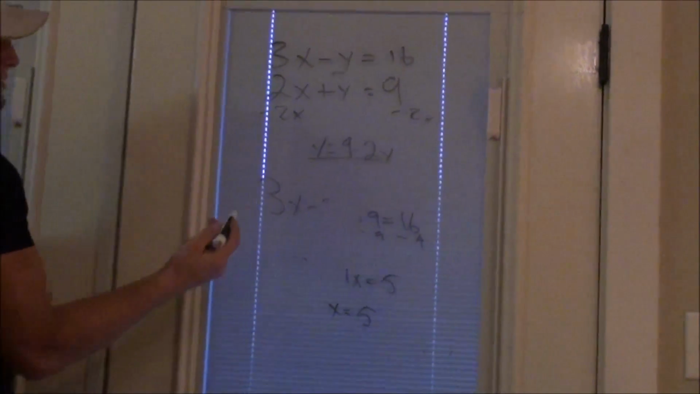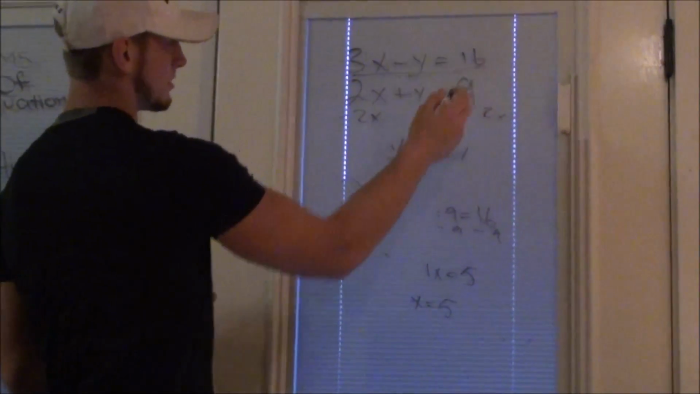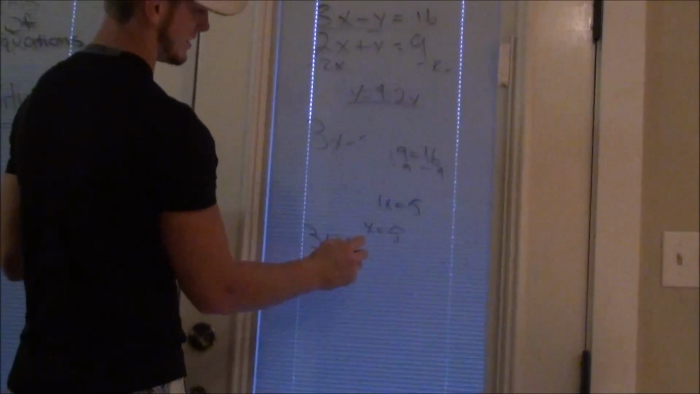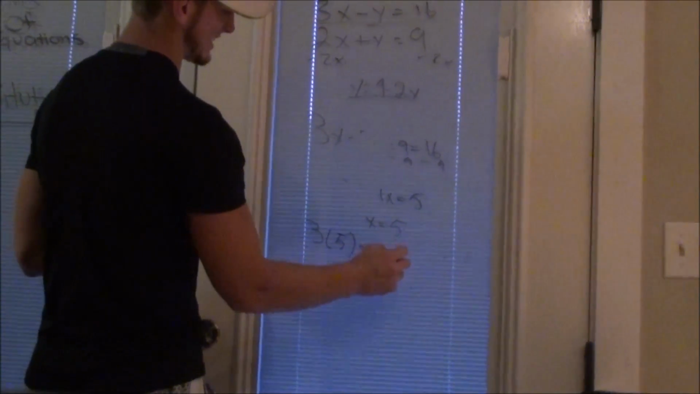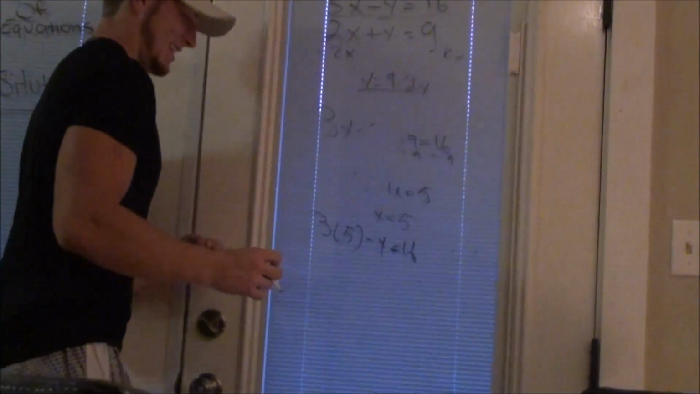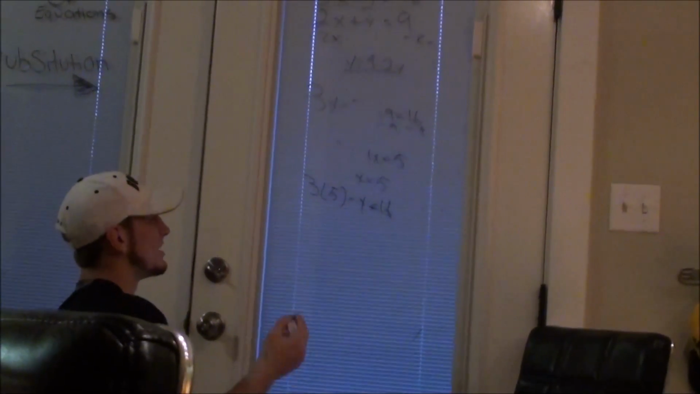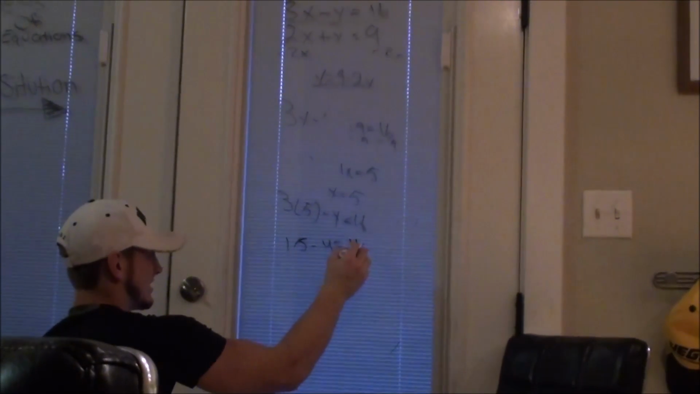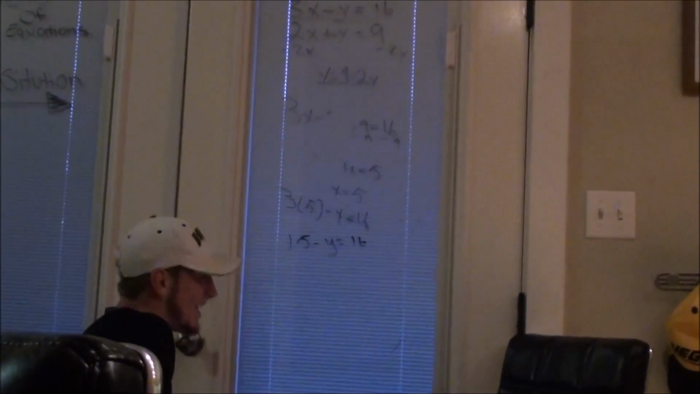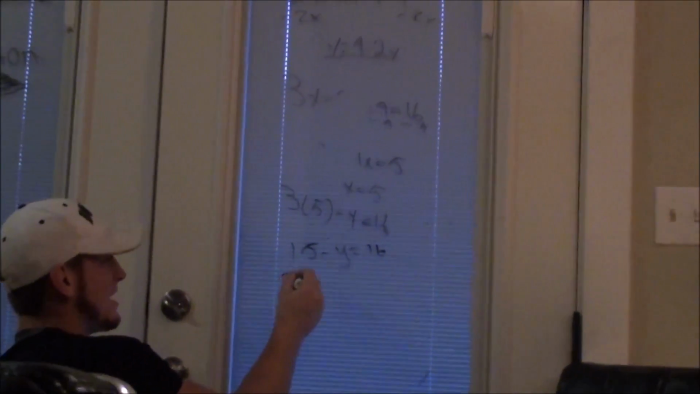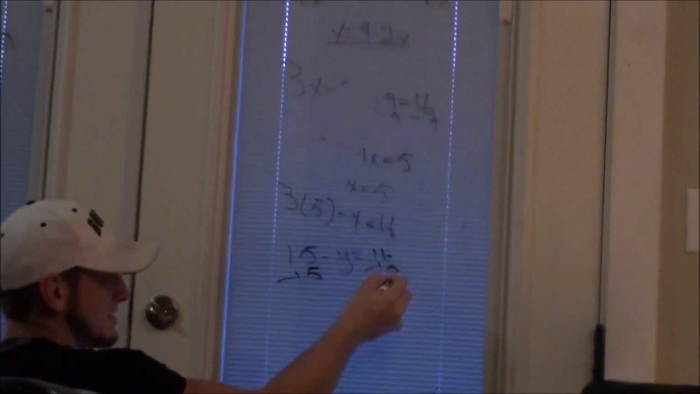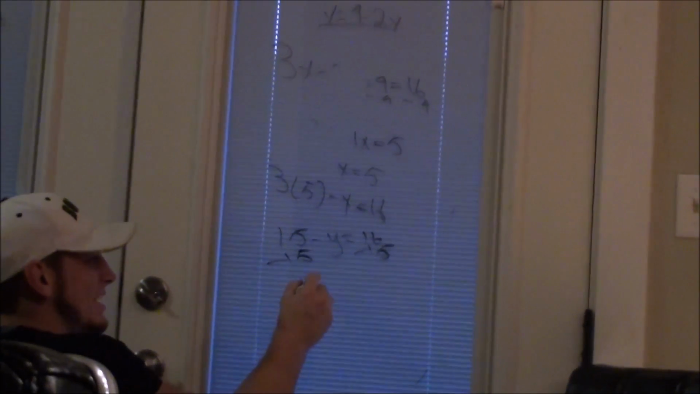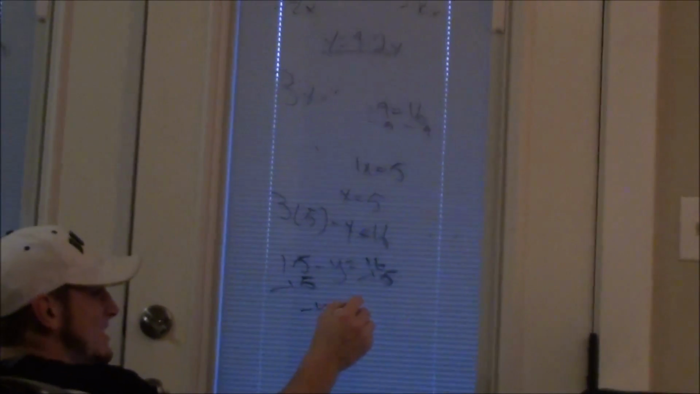So then taking x, we're going to plug it in to the same equation up here. So we'll have 3 times 5 minus y equals 16. So 3 times 5, you're going to get 15 minus y equals 16. And then you're going to minus your 15 and put it over here with your 16, and then you're going to get negative y equals 1.